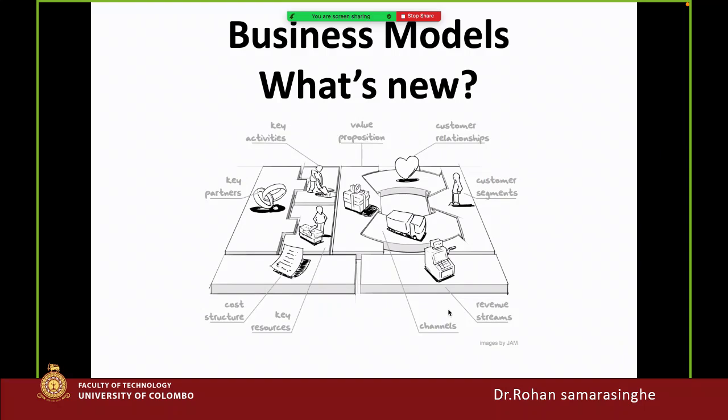So what is the business model? This is the most important component of the business plan. You will have to analyze the business model with your proposed business. So the business model has several canvases, especially there are 9 canvases. Let's see one by one.